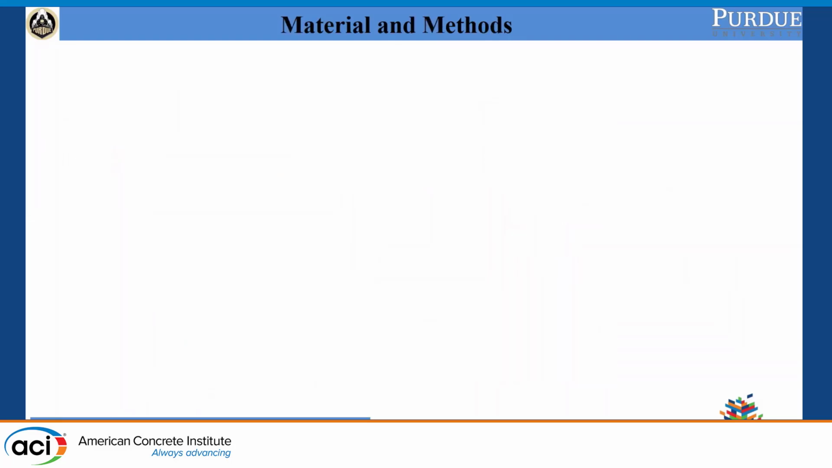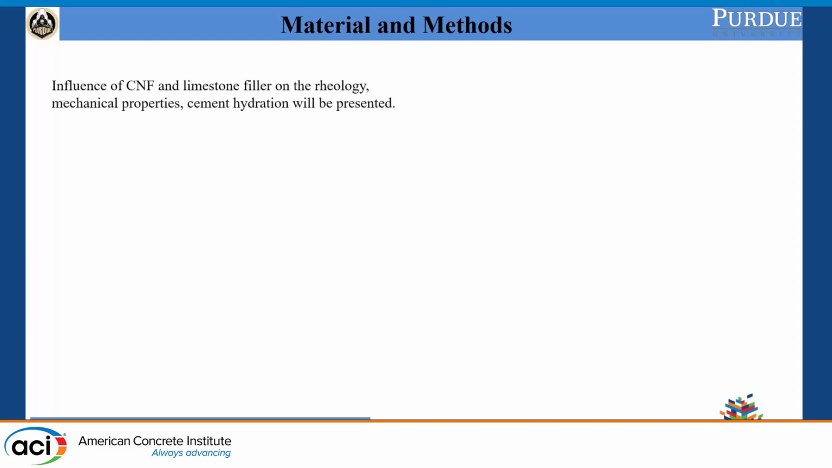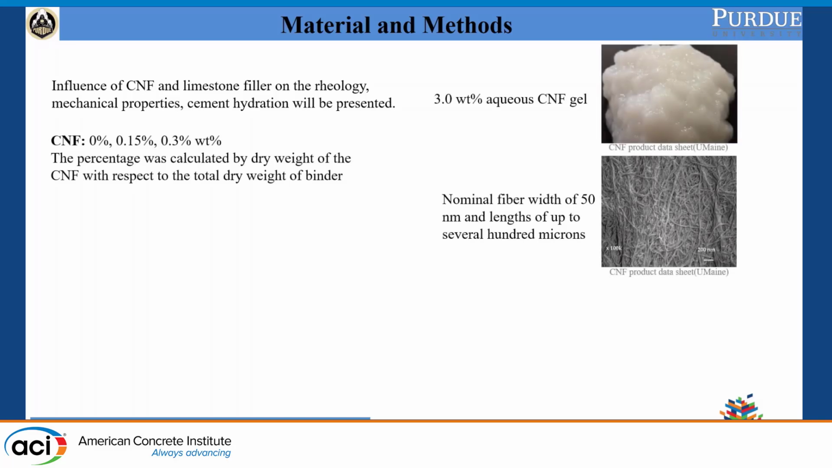All right, so let's continue with our materials and methods. We are studying the rheology, mechanical properties, and a little bit of hydration. We start with small dosages: 0%, 0.15%, and 0.3%. These are calculated with respect to the dry weight of the total binder.